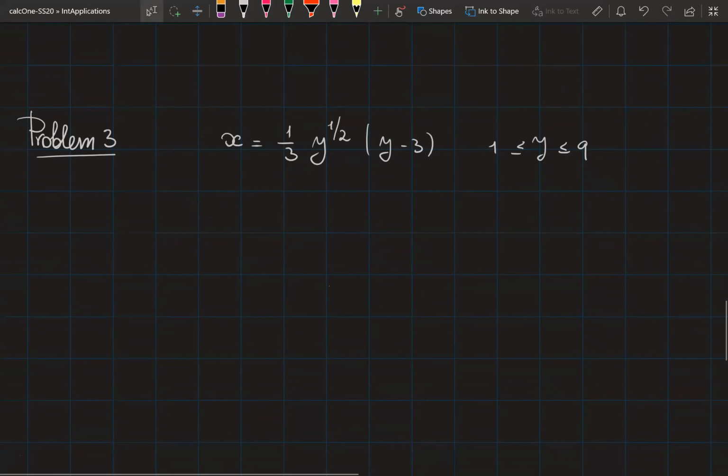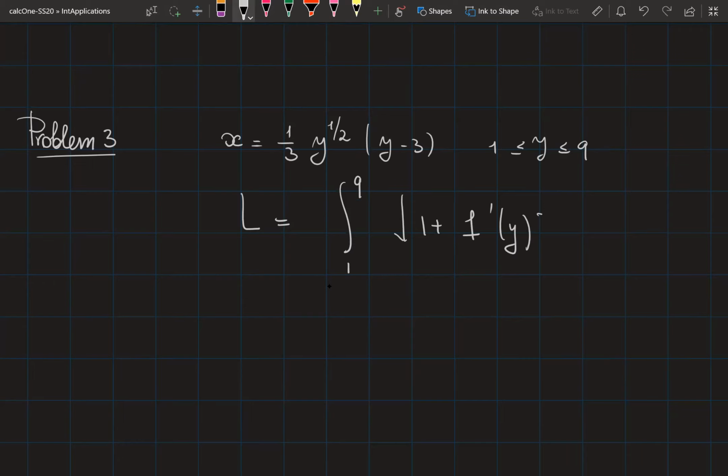So let's go back to the problems. This is problem number 3. We need to find the length of this curve. Now the function depends on y, so that is why the formula for finding the length is slightly different, but the concept is the same as before. We need to integrate the function with respect to y from 1 to 9. So it's going to be the square root of 1 plus f prime of y squared, right? And we have to integrate this with respect to y.